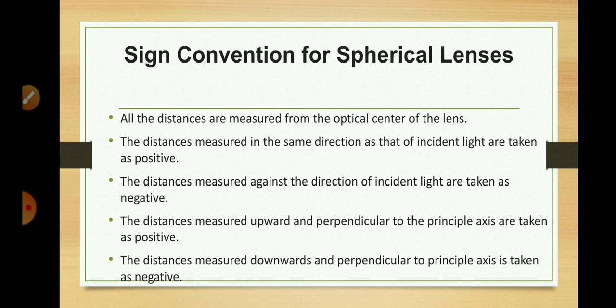The distances measured upward and perpendicular to the principal axis are taken as positive. So height of object should be taken as positive. Height of image: if it is virtual and erect, then it will be positive, and if it is real and inverted, then it will be taken as negative. So the distances measured downward and perpendicular to principal axis are taken as negative.